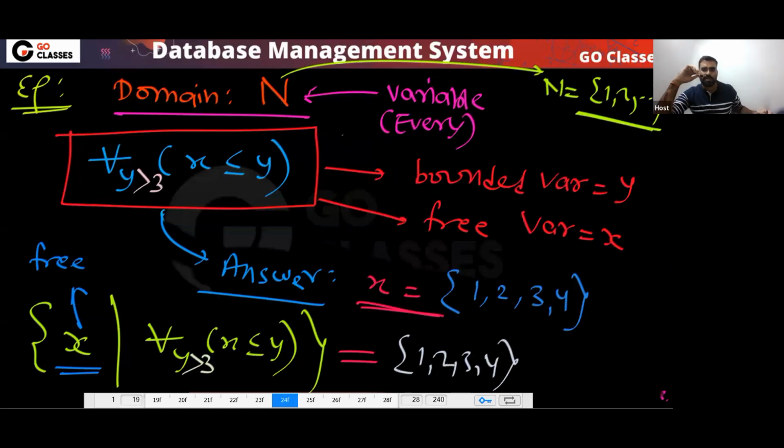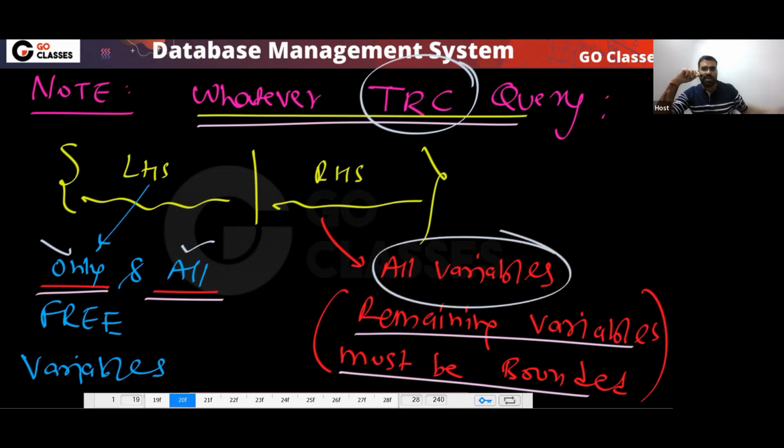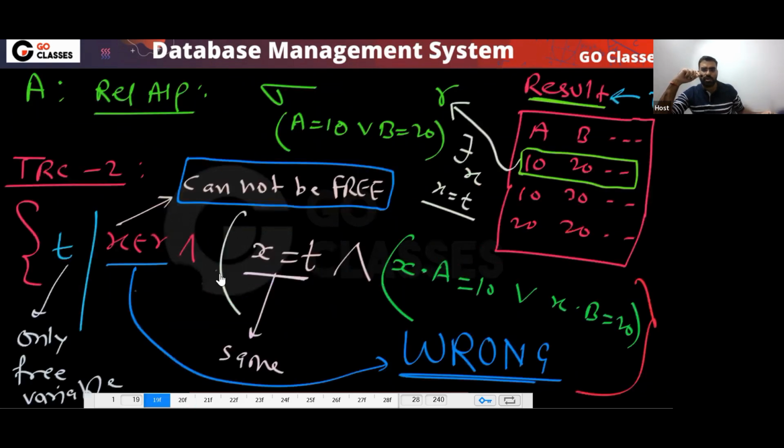Okay. So crystal clear, see one by one, all the points. You can notice whatever TRC query you have, on the LHS you must have only and all free variables. On the RHS, all variables you will have, but the remaining variables must be bounded. This is the conclusion of TRC. So you can notice this is wrong. Yes or no? If I directly write x belonging to R, this will be wrong because this cannot be free. Okay.